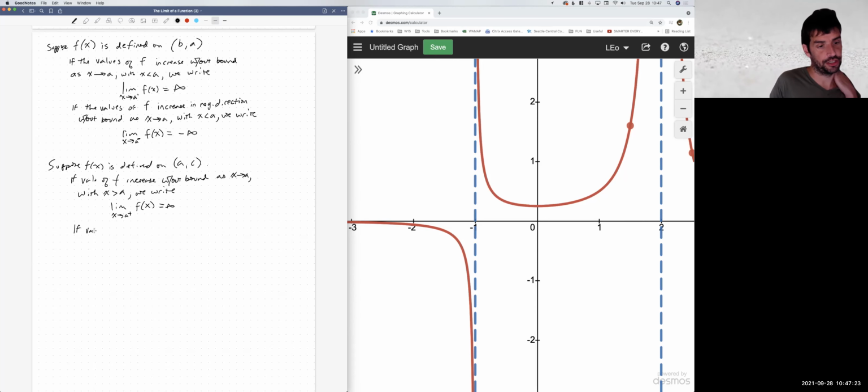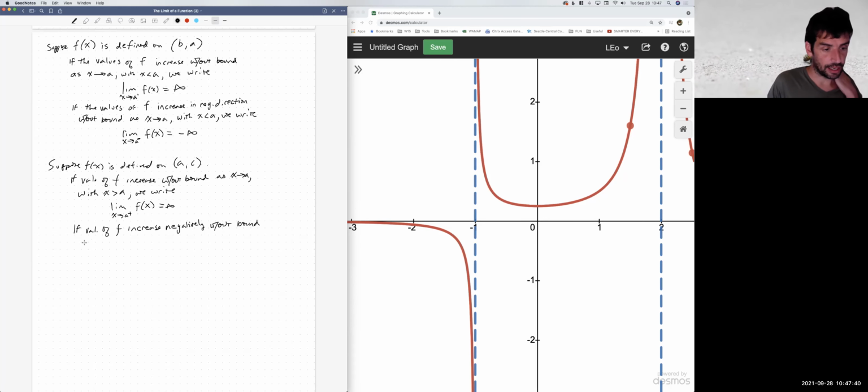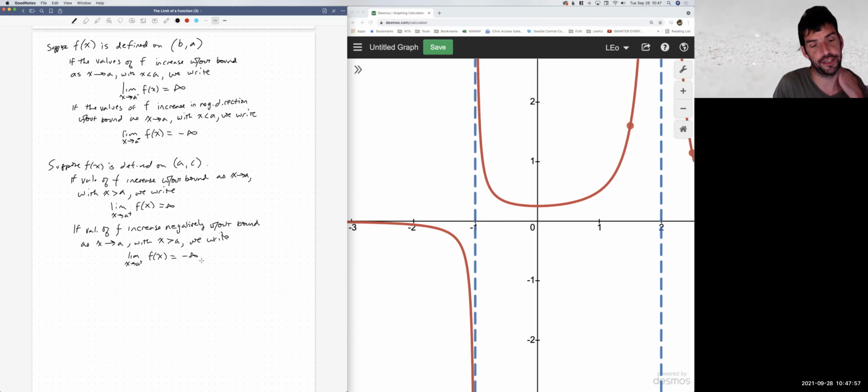Similar switch here. If the values of f increase, let's say increase negatively, without bound, right? Without bound just means they keep getting smaller and smaller, or larger and larger and larger. As x goes to A, with x greater than A, we write the limit as x goes to A from the positive side of f of x is negative infinity.